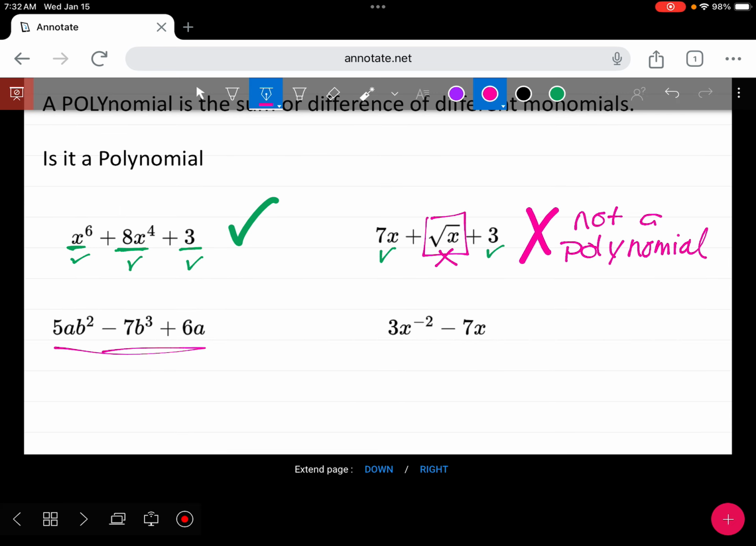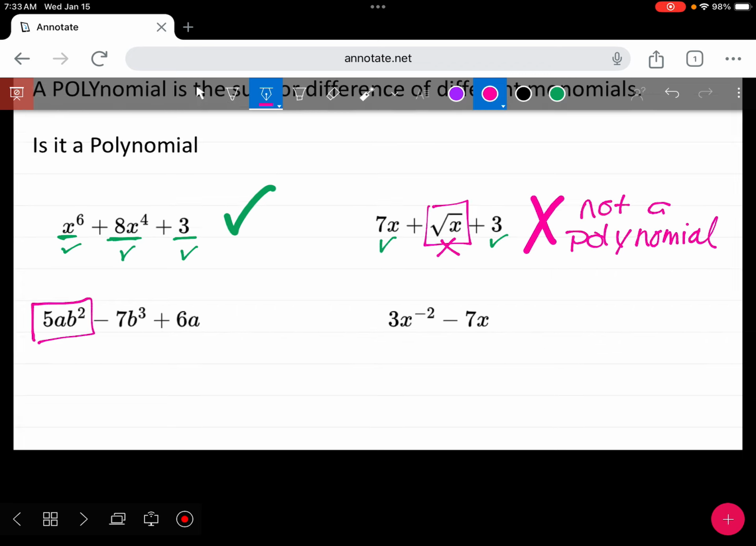How about this one? Ooh, that's the wrong pen. Maybe one. There we go. What do we think? Is this a polynomial? What do you think? Yeah. There's 2 different variables. So this guy's a monomial. This guy's a monomial. This guy, 2 different variables. So this is our one that gets us kicked out of the club. We're only doing polynomials in one variable. This has too many variables.